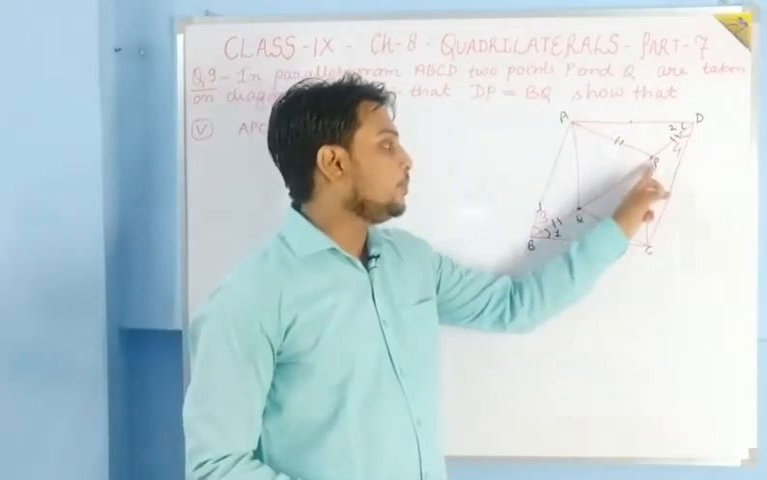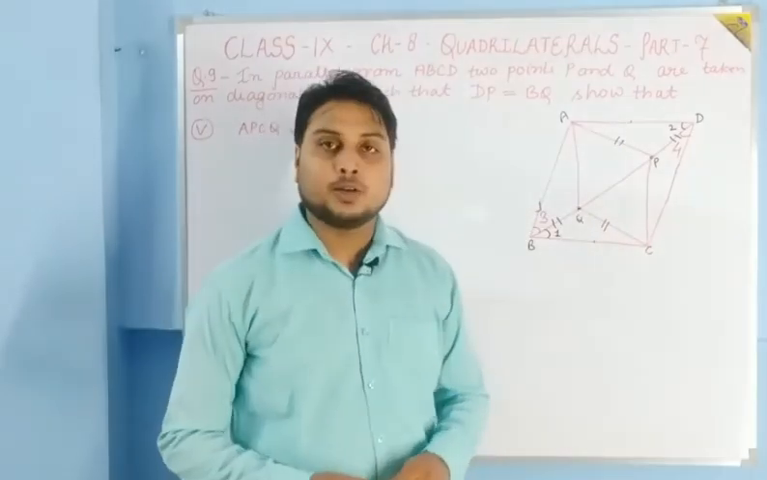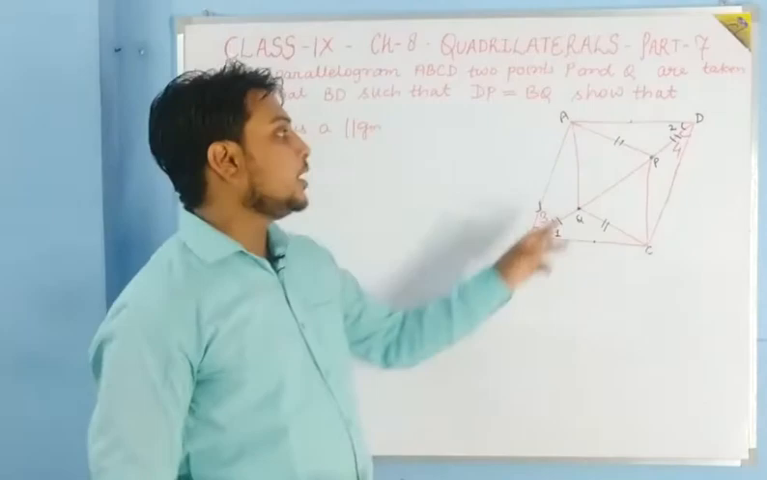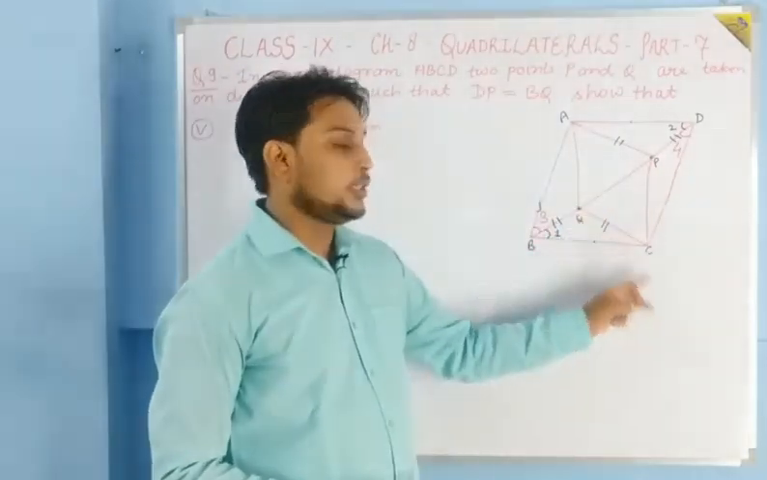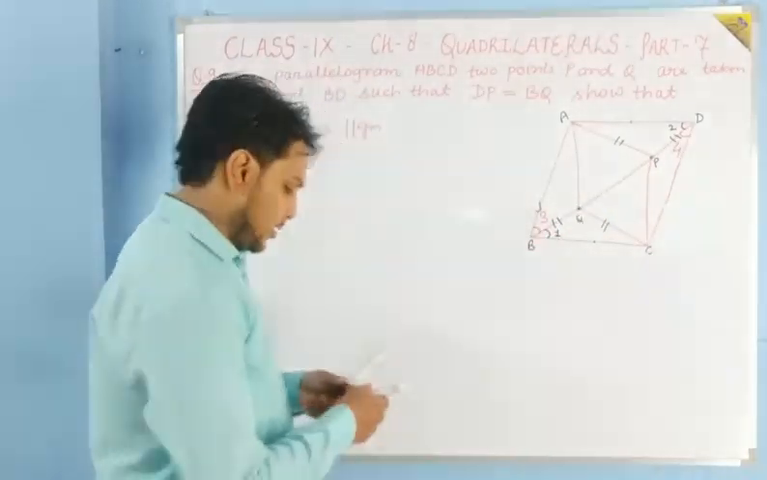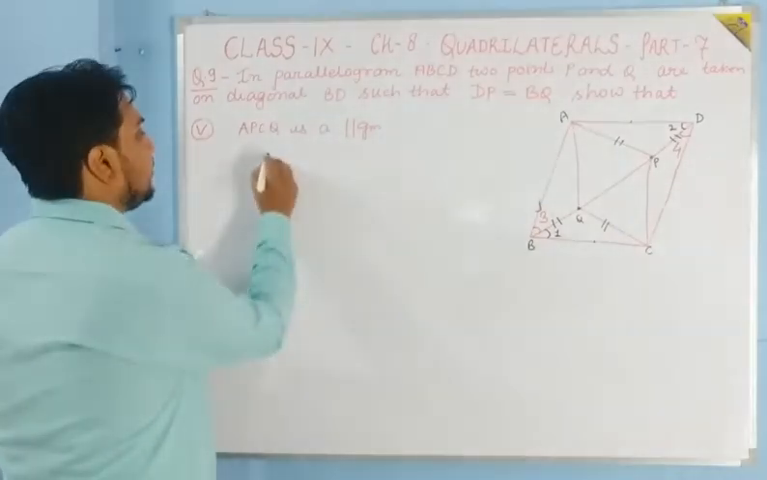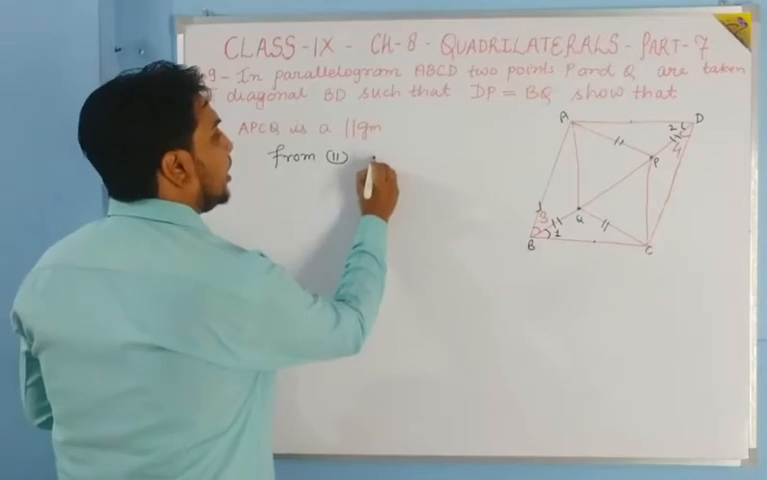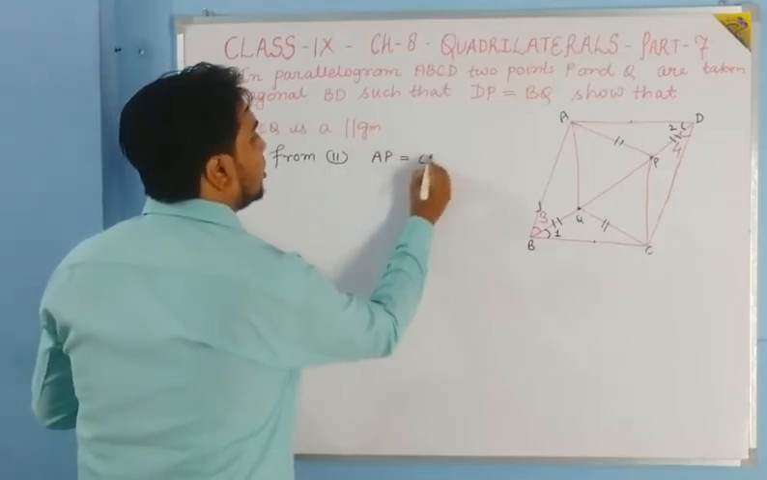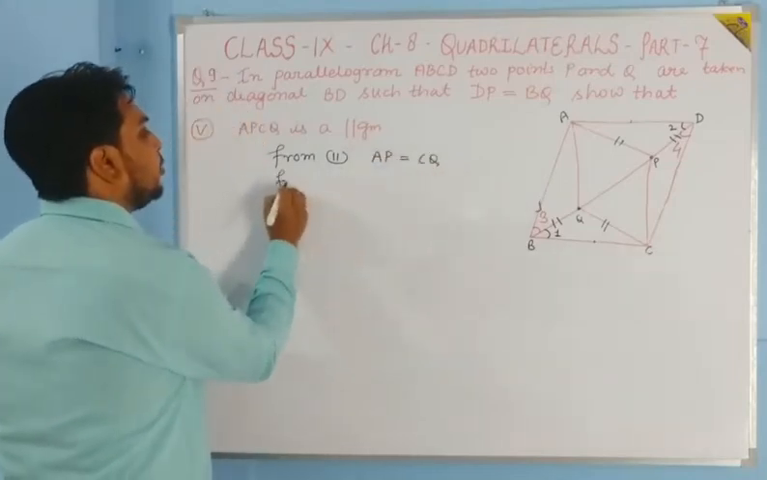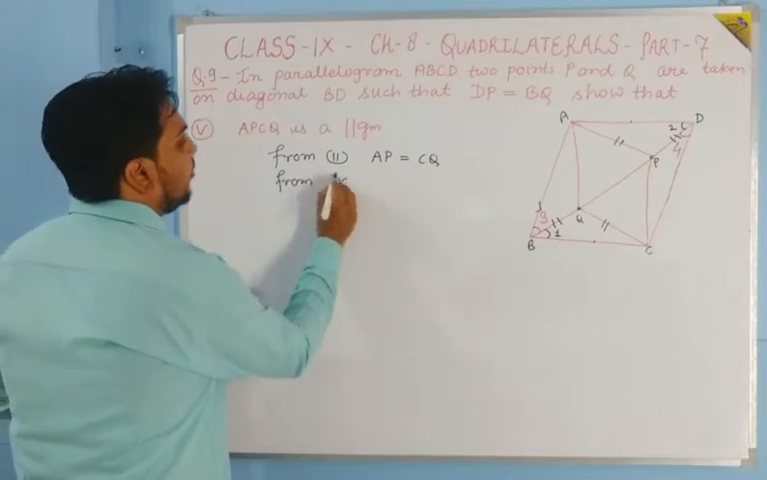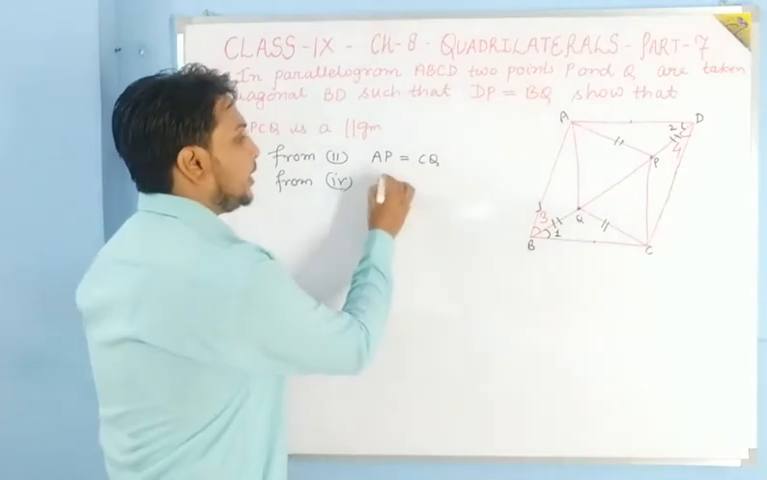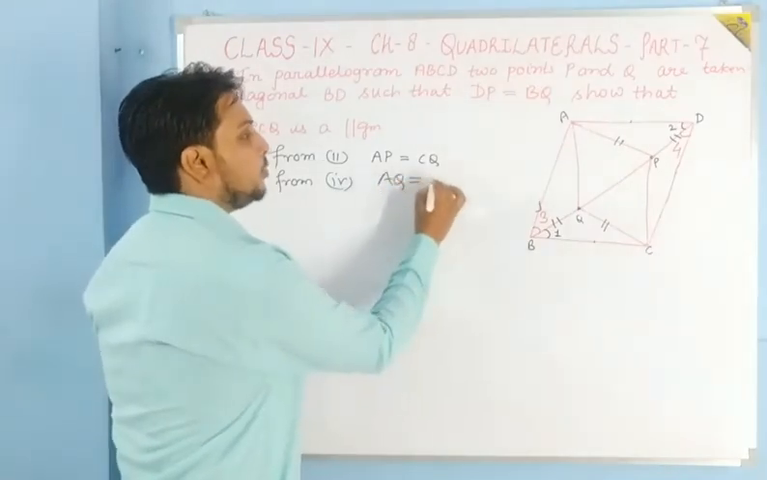This shape APCQ is a parallelogram. So students, in the second part we have proved that AP is equal to CQ. In the second part of this question we have shown that AP is equal to CQ. And in the fourth part we have shown that AQ is equal to CP.